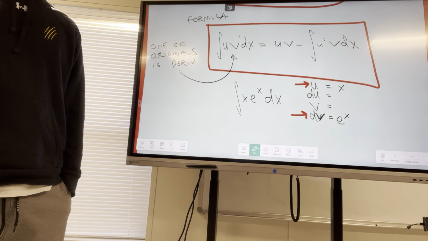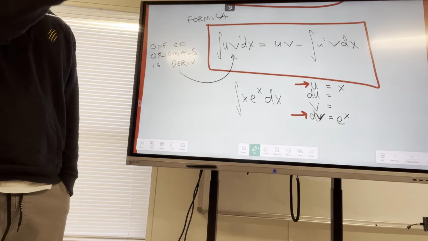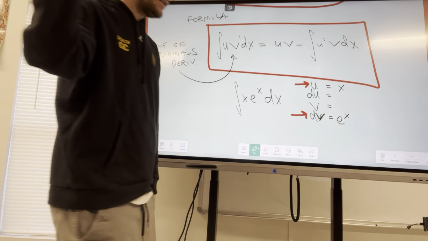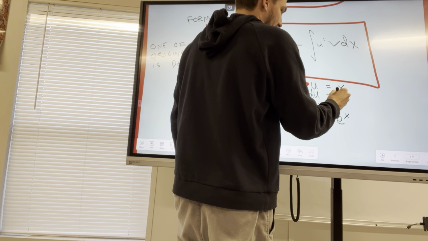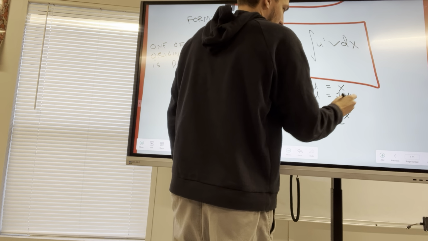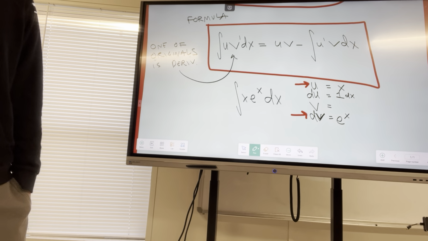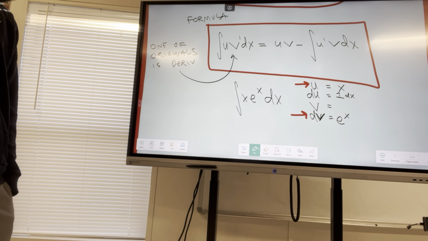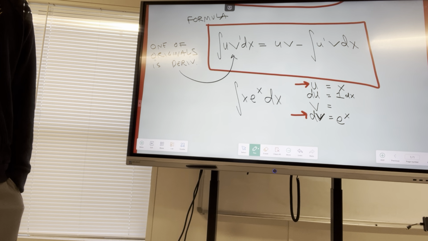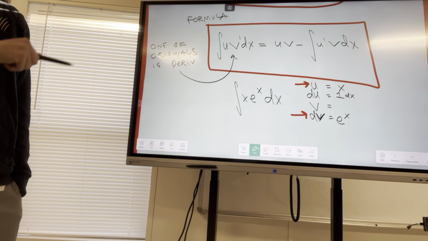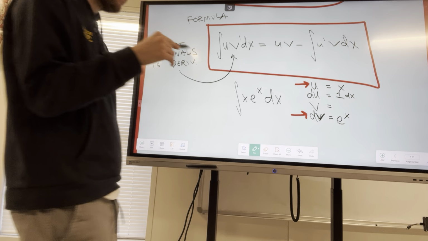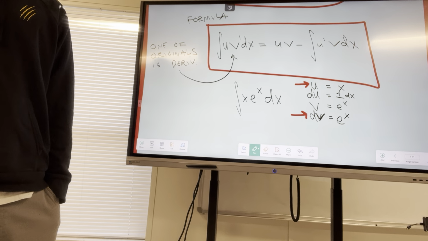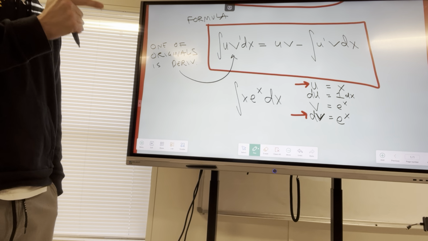Now that we have those two picked, we want to fill out the other two using derivatives and integrals. We already calculated really quickly that the derivative of x is 1 dx. And honestly, once you get into this, you don't really need to write dx, but you get the idea. And then we need to take the integral to go from dv back up to v. And what's the integral of e to the x? E to the x. Okay, so step 1, you need to pick your u and dv.